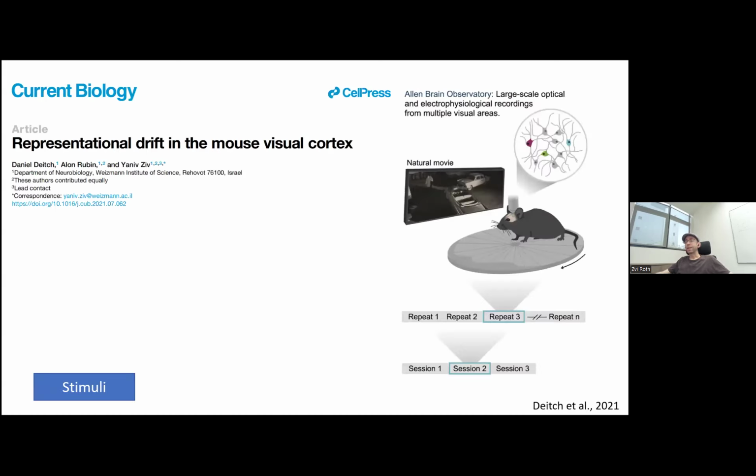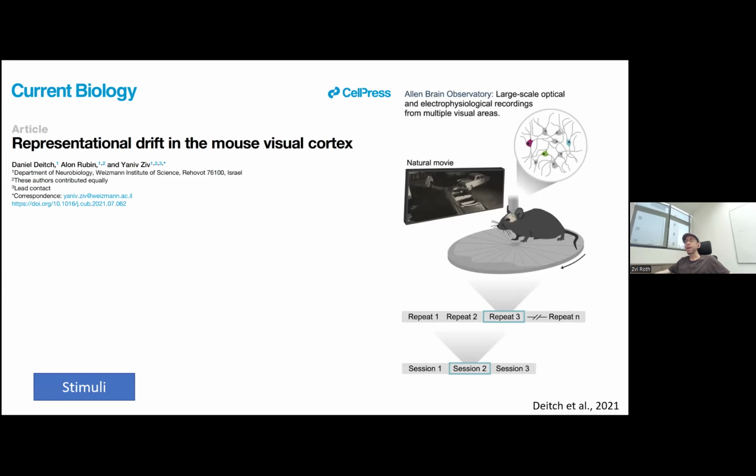So that's the idea of representational drift. And as I mentioned, it's been demonstrated in several regions of the mouse brain. And in 2021, two studies came out showing drift in mouse visual cortex. One of them was from Yaniv Ziv's group at the Weizmann Institute.